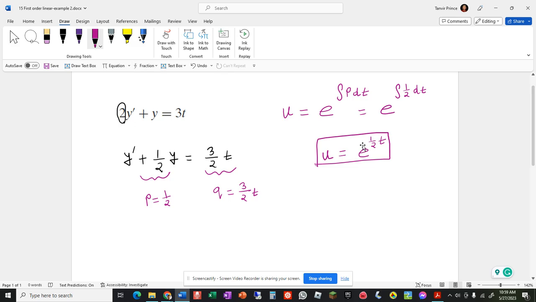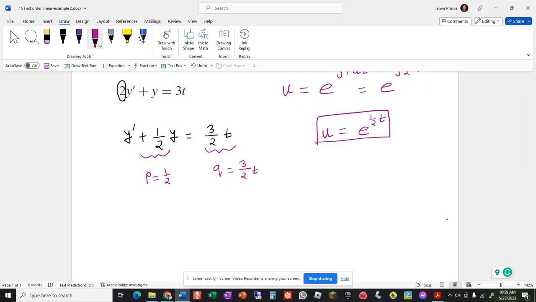Now I can apply the second step. The second step, my y is given by the integral of uq dt divided by u. So my u goes in place of u, q goes in place of q, and just substitute that information here. So let's do that.